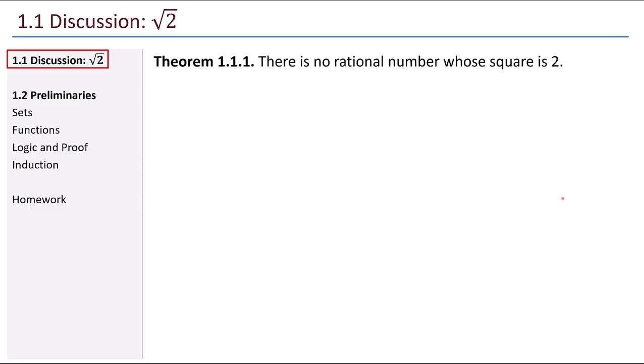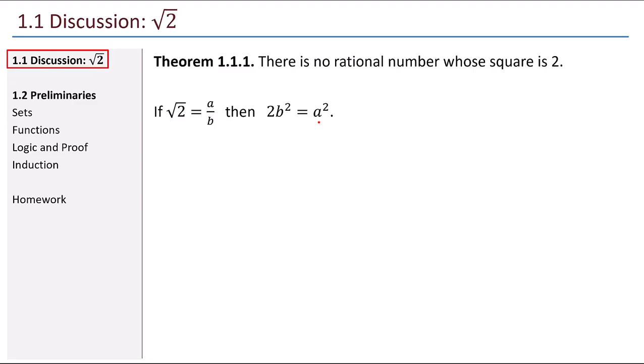So 1.1 begins talking about the square root of 2. So here's our Theorem 1.1.1. There is no rational number whose square is 2. Why is that? Well, here's a proof. This was known to the ancient Greeks, and more or less, here's kind of how they figured it out. If the square root of 2 is rational, so this is a proof by contradiction, then you could write it as a over b, where a and b are integers. Multiply both sides by b, square both sides, and we get 2b squared equals a squared.